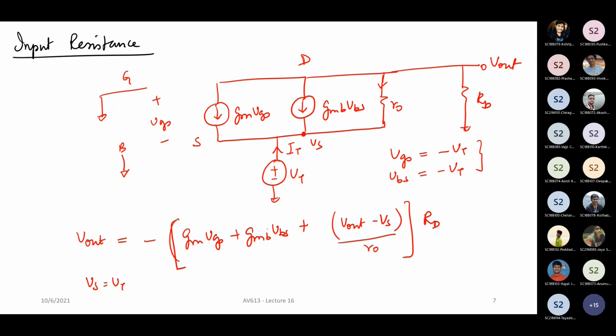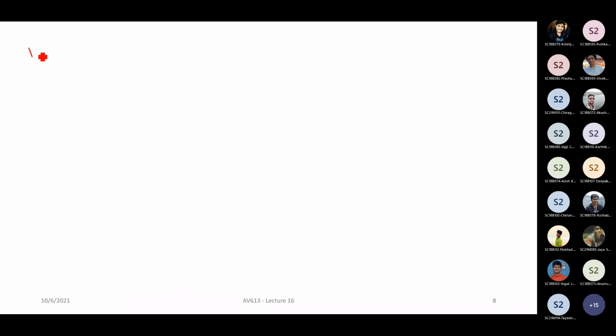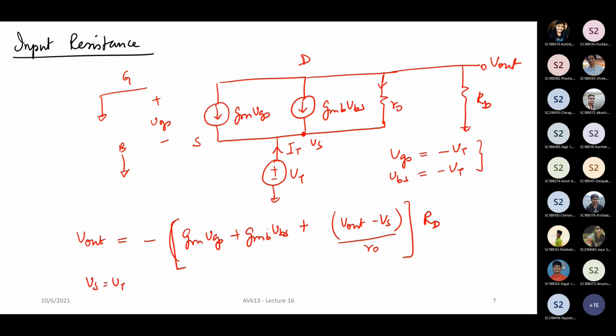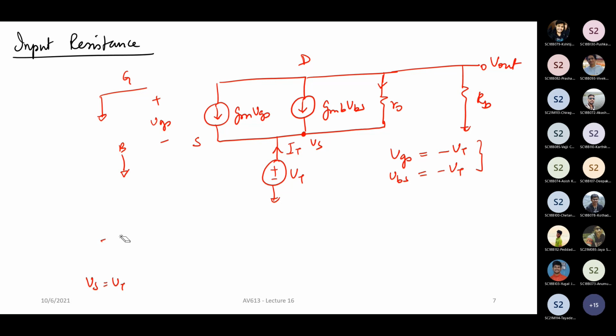So what will you end up with? I am not doing the entire simplification in the interest of time, but I think you can definitely do that and see. So Vt by It, I'll just write the final expression. It's very simple to just put those things together. So basically you'll have Rd plus R naught divided by 1 by Gm plus Gmb times R naught. So basically if you put minus Vt here, all the minus sign kind of goes off. Sorry, why did I write the V out expression? Basically, we are interested in only the It expression, right?